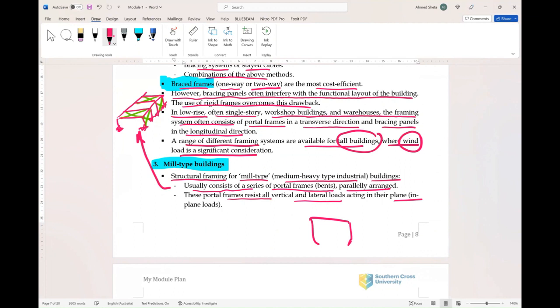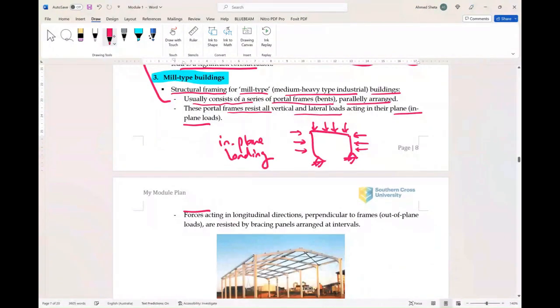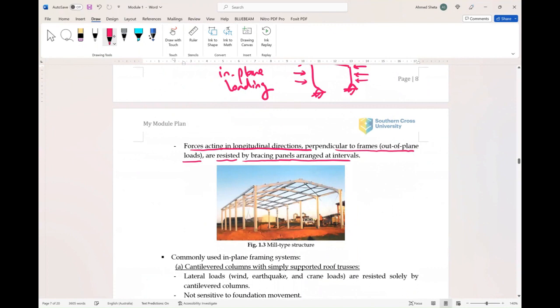So is this our portal frame? This frame carries all the vertical loads and lateral loads in its plane. So this is in-plane loading. But the forces acting in the longitudinal direction, perpendicular to the frame, the out-of-plane loads, are resisted by bracing panels arranged at intervals, as in this figure here. We look at this figure.